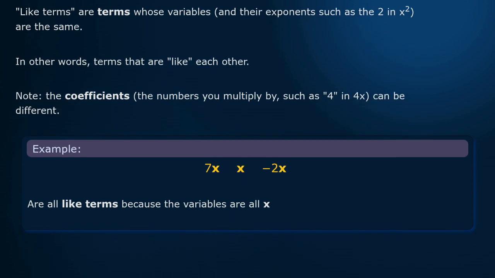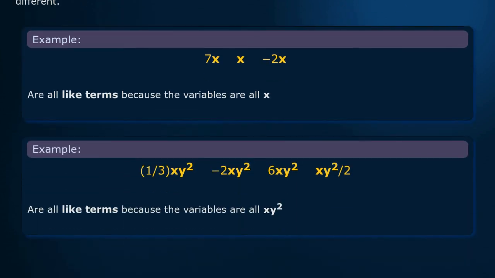Example: 7x, x, and minus 2x are all like terms because the variables are all x. Example: 1/3 xy squared, minus 2xy squared, 6xy squared, and xy squared over 2 are all like terms because the variables are all xy squared.